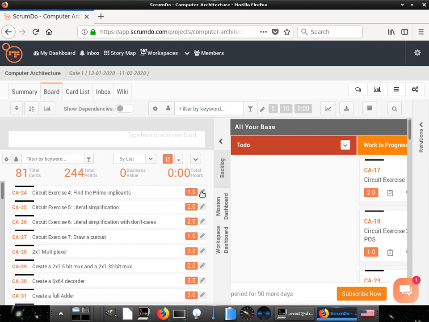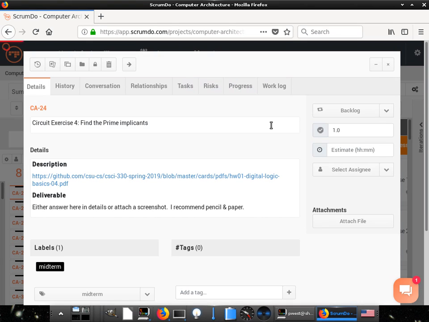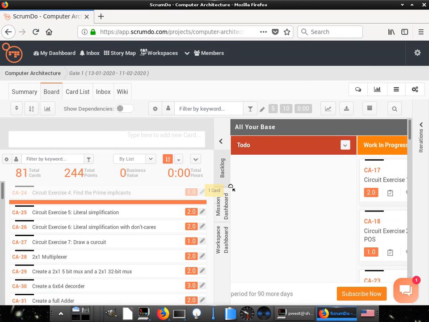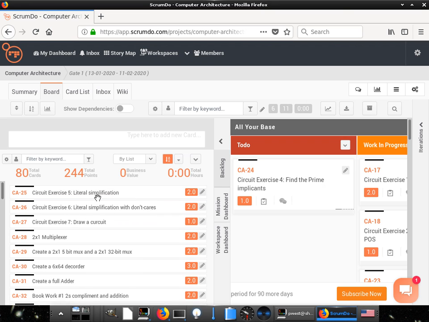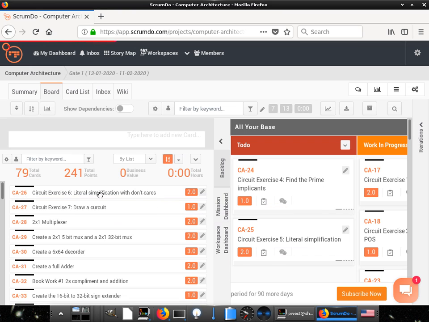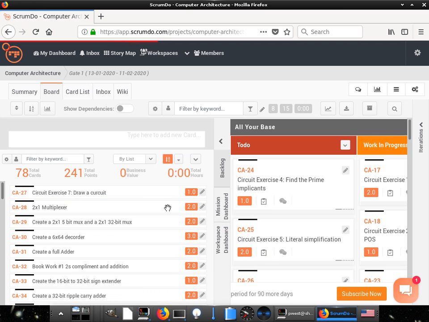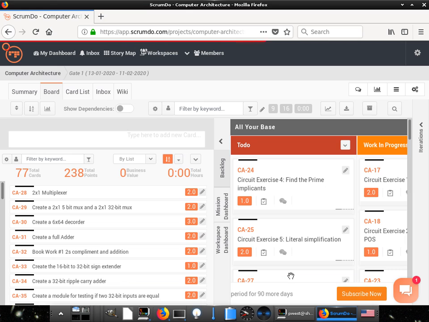All right, so for this one, we have find the prime implicates, and I will need to update that one as well. And it looks like we're going to have literal simplification. I give you an equation. You just find the minimum number of literals and do the same thing with don't cares. And the last one, I just want you to draw a circuit, because a lot of times people don't like to draw circuits.